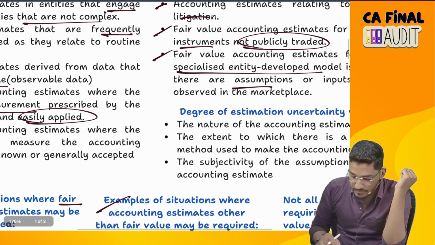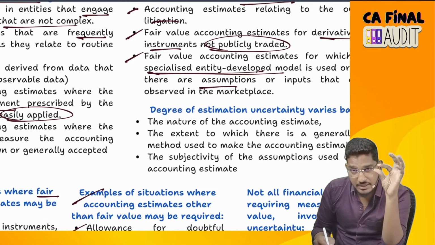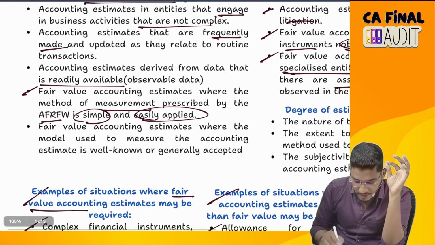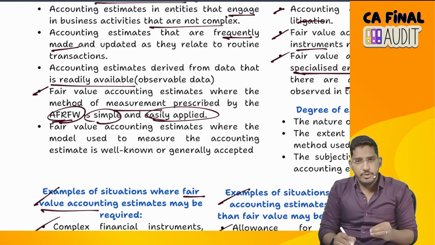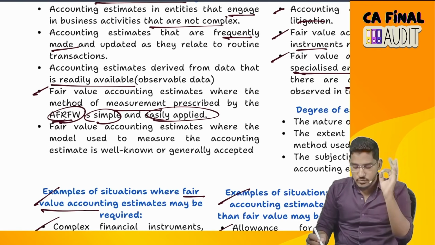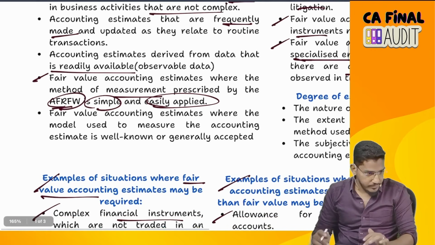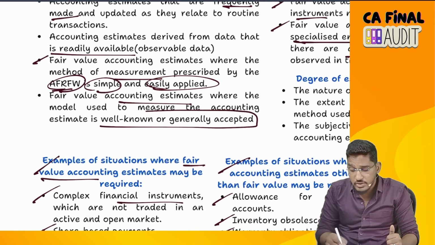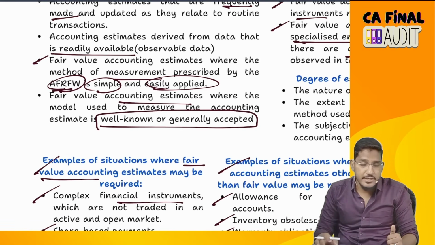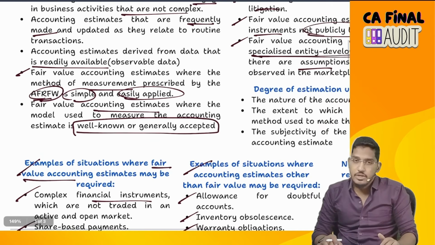So that means if the model developed by the entity is very complex, then estimation uncertainty will be very high. On the other hand, if the method of valuation has been suggested in the applicable financial reporting framework only, and the method is very, very simple, then estimation uncertainty will be low. Next one, fair value accounting estimates where the model used to measure the accounting estimate is well known or generally accepted. Not an entity specific model, it is a well known model. There also estimation uncertainty will be low.